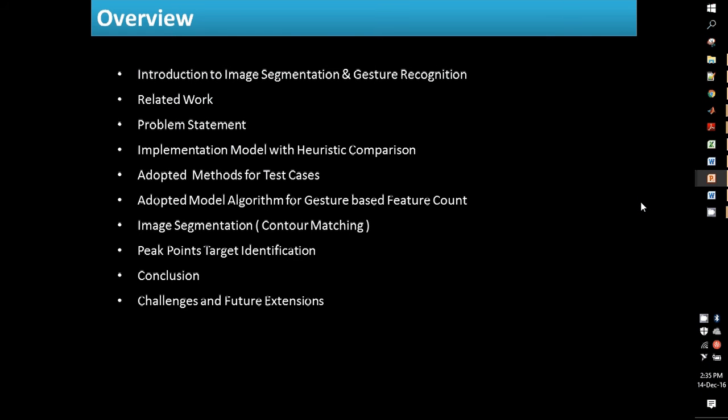So this is the overview of the project. In the initial phases, we discuss the basic essence of what image segmentation and gesture recognition are, their applications, related work, and the problem statements specific to this project. We discuss specific heuristics that have helped us achieve improvements in results in the efficiency of obtained images. We've adopted these experimental results for methods in test cases and the algorithm further on.